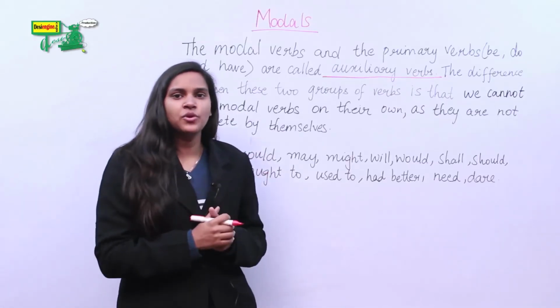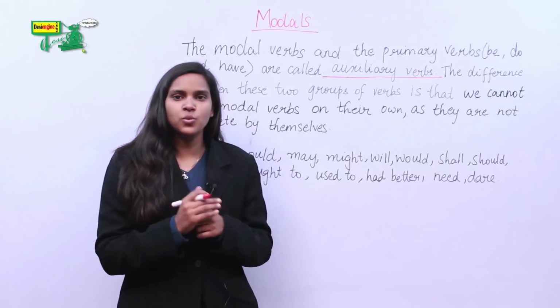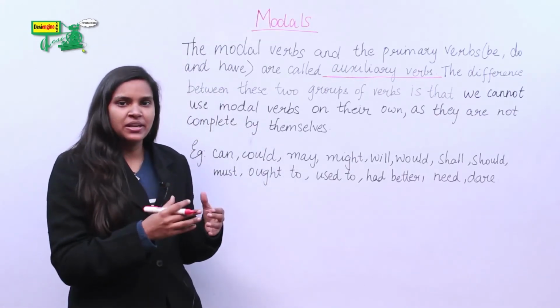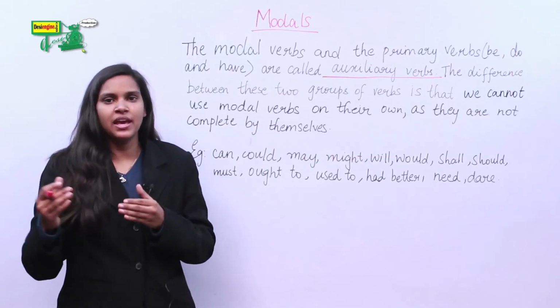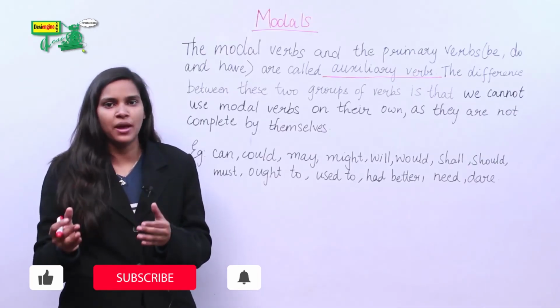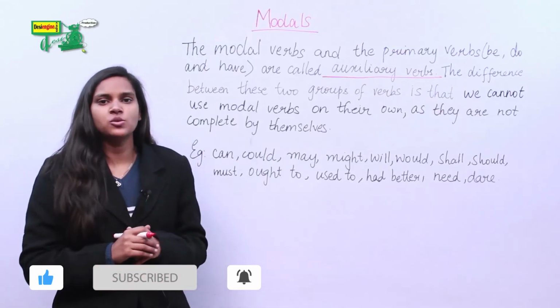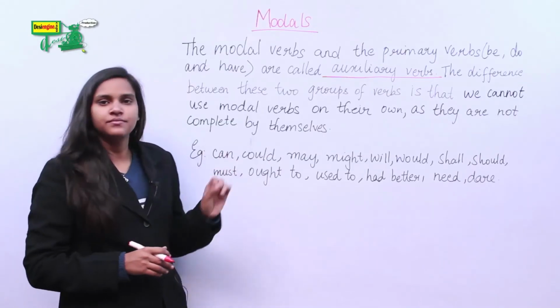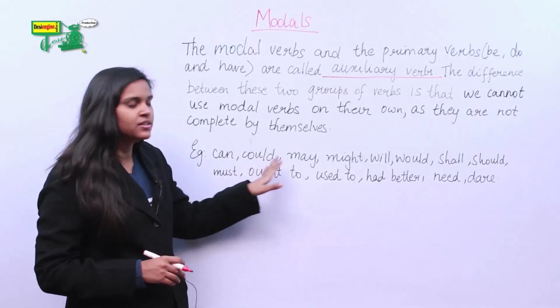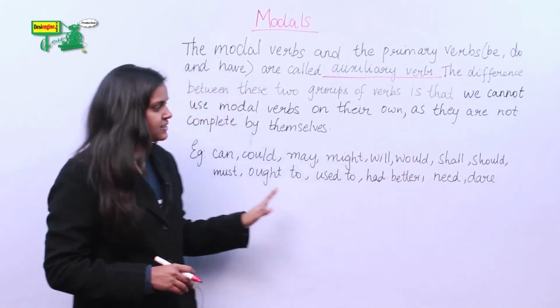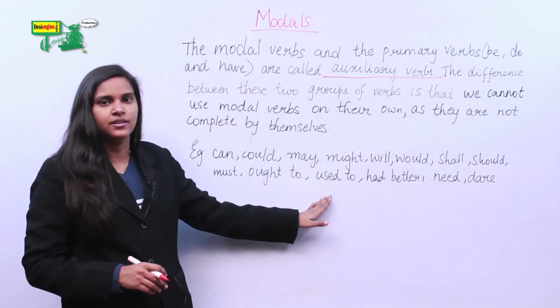Now, the difference between the modal verbs and the primary verbs is that modal verbs cannot be used independently because they do not make any sense without the usage of primary verbs along with them. Few examples of modal verbs are can, could, may, might, and you can see the list that I have given over here.